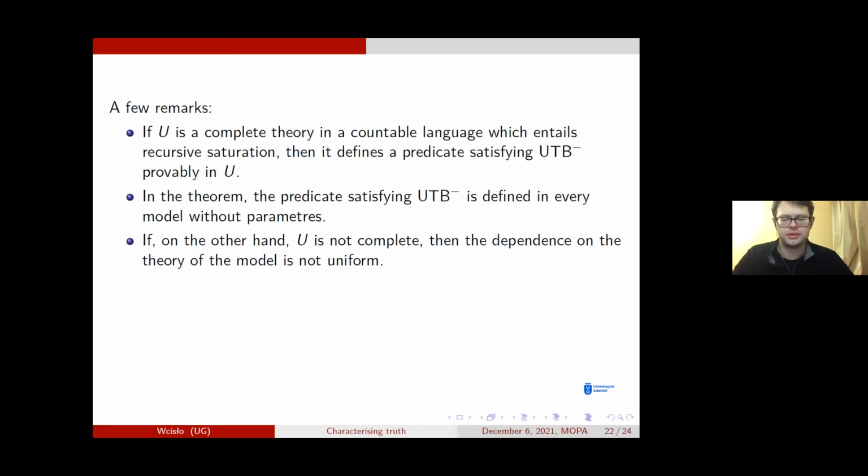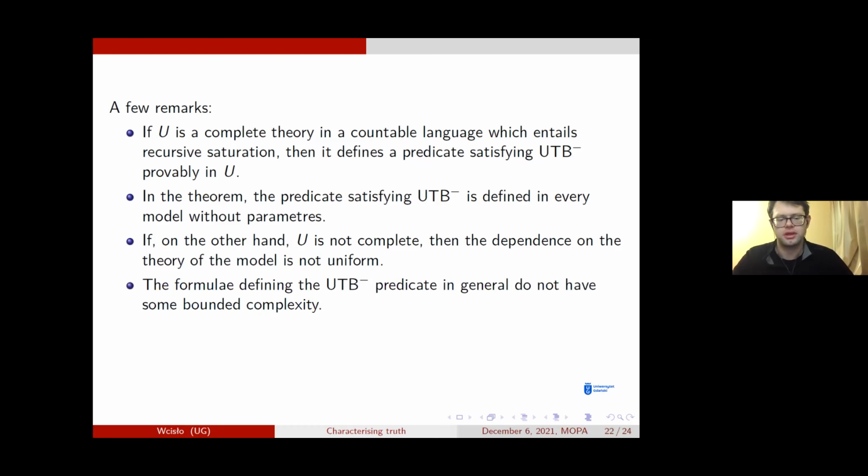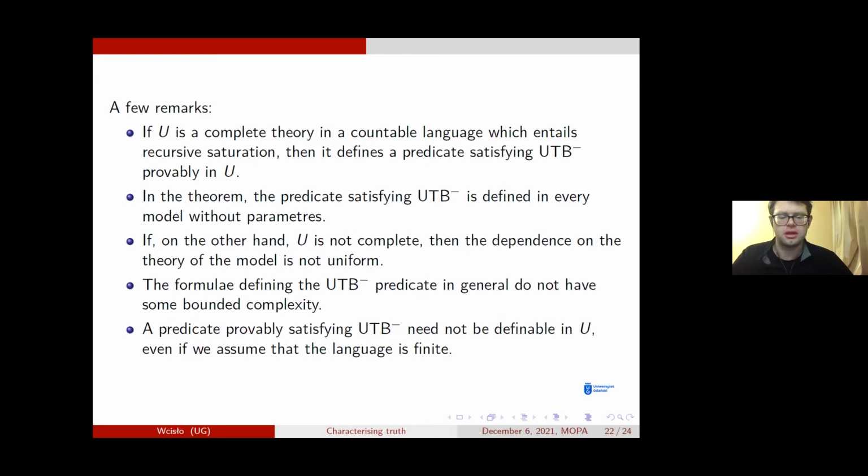If U is not complete, then the dependence of the theory is not uniform, as we have seen in the previous example. And this formula cannot have bounded complexity. This again follows by Mateusz's remark. So everything here is very non-uniform typically. Right, this answers Albert's question. So this goes back to the previous counterexample.